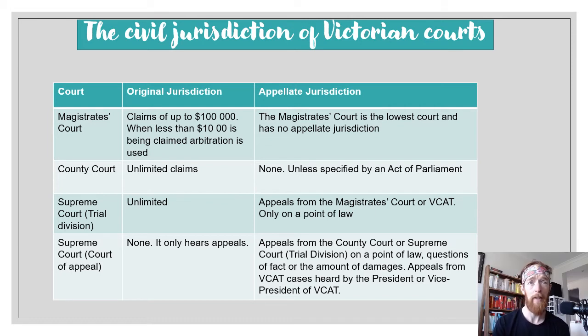And then the Court of Appeal has no original jurisdiction. However, it hears appeals from the county court or Supreme Court on a point of law, questions of fact, or the amount of damages. So if we had two people again, so if we had Batman and the Joker, and Batman sued the Joker for $80,000 in one, and the Joker felt that was not fair, he could appeal it. It would go to the Court of Appeal, where he could then try and recoup some of those damages.